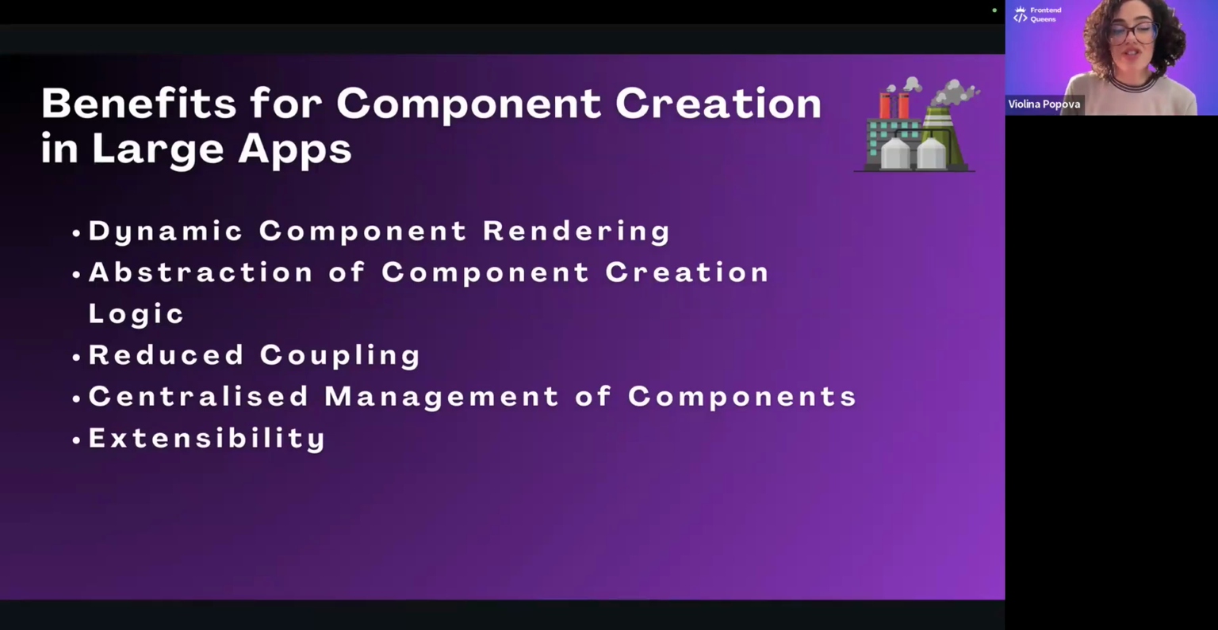The next thing is abstraction of component creation logic. When component creation involves complex setup, dependencies, or variations in props, a factory can encapsulate this complexity. The consumer of the factory just asks for a component without needing to know the intricate details of its construction. And as an example, if certain components always need specific default props or are wrapped in higher order components based on some logic, the factory can handle this automatically.